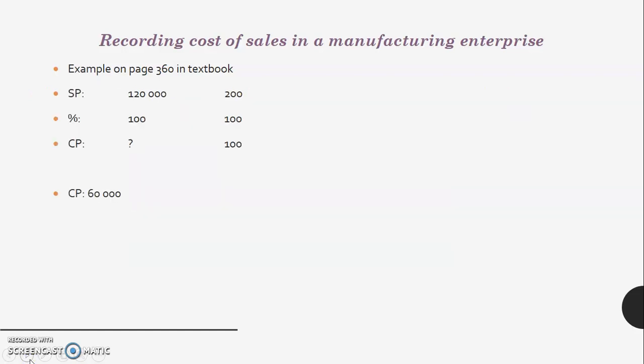So your selling price was 120,000. Your fixed markup of 100% on cost price was 100. So you must be able to work out that the cost price is 60,000. So you can remember here the cost price is 100. The margin, the markup, is 100 on the cost price. So if you work it back, then the cost price is 60,000.